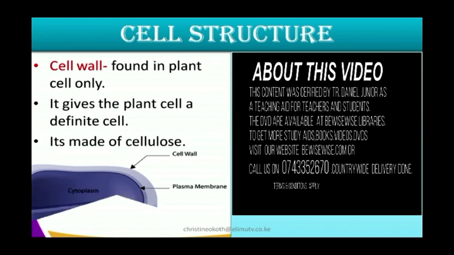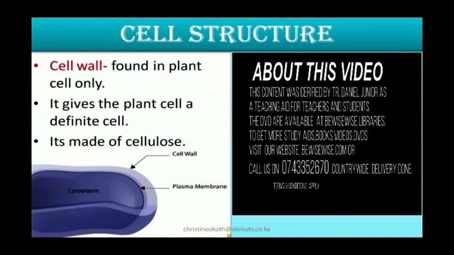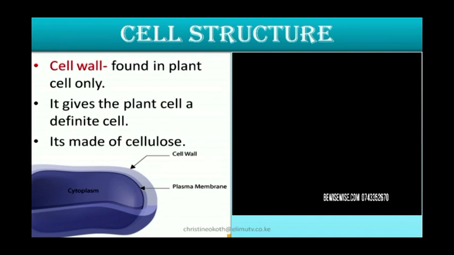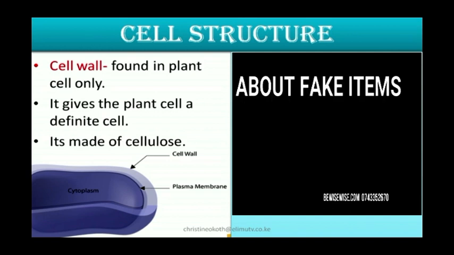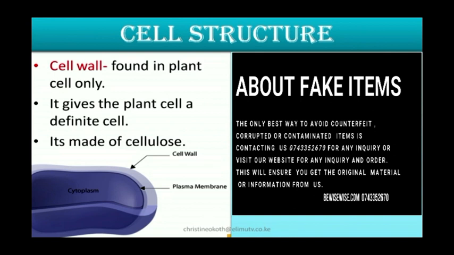So let's start off by looking at the structure and function of the cell wall. A cell wall is only found in plant cells, and it gives the plant cell a definite shape and rigidity. It is the outermost layer of the plant cell, and it is made of a substance which we call cellulose. So that is for giving the plant rigidity and a definite shape.